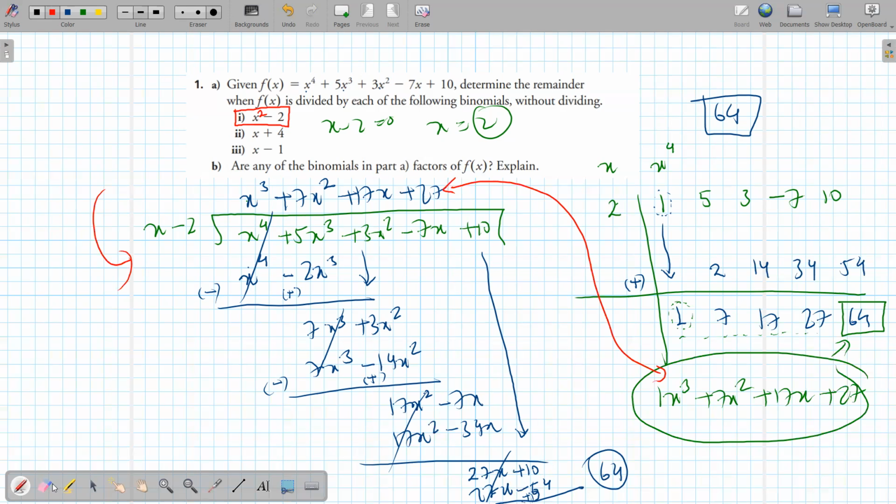So exactly. In this question, if they asked us to find the remainder when dividing by x squared minus 2, the factor and the remainder theorem also wouldn't work. The k approach doesn't work. Factor theorem doesn't work. Remainder theorem doesn't work. Synthetic doesn't work. You have to go the long route of doing long division.